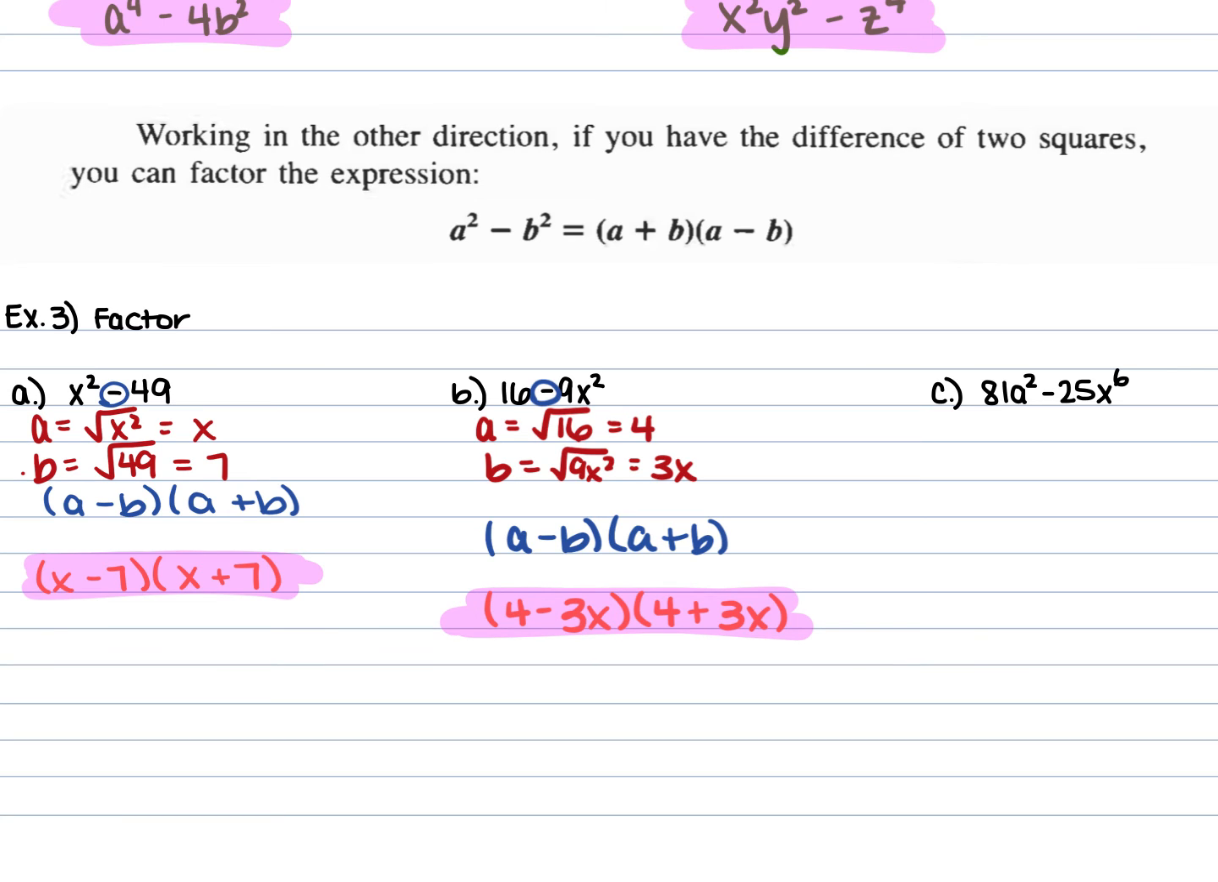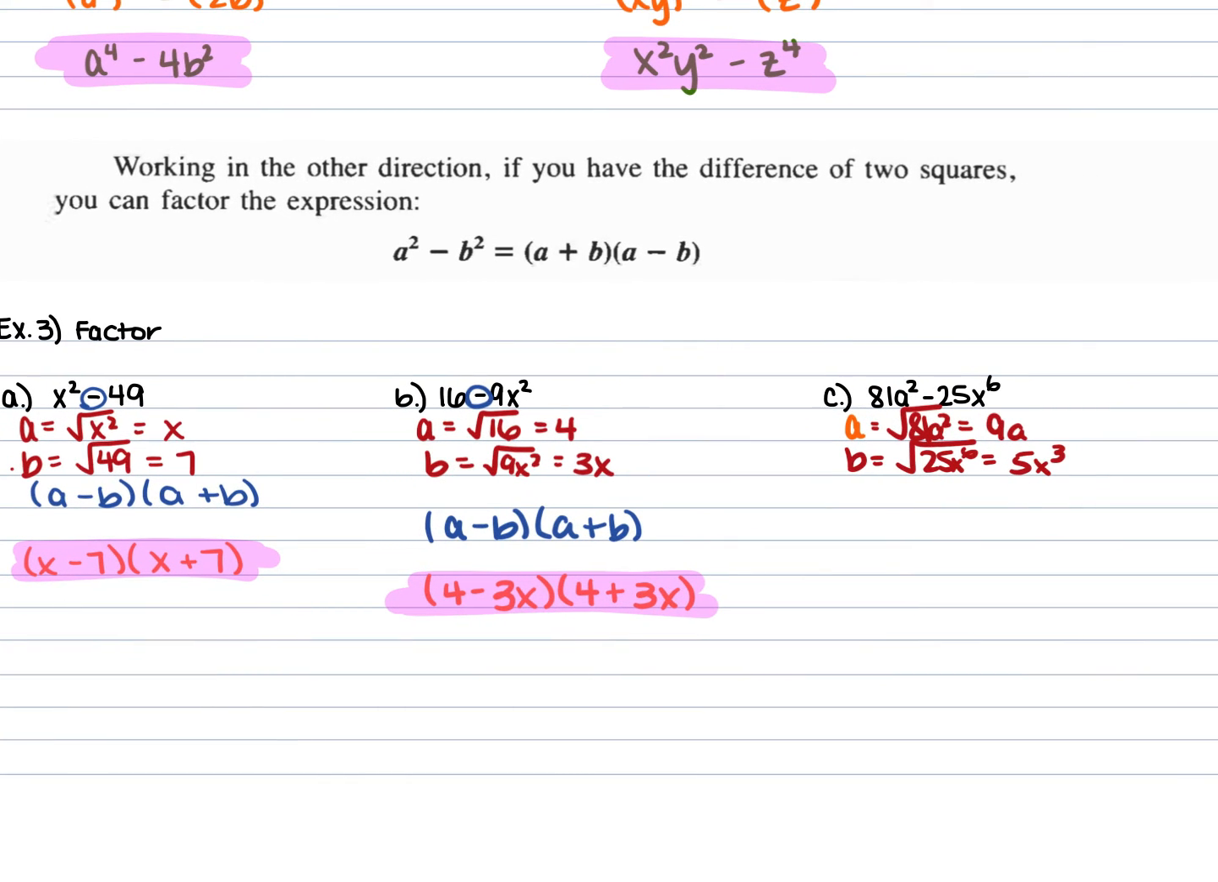For C, we have 81a squared minus 25x to the 6th power. Our A we can find by taking the square root of that 81a squared, which is 9a. Our B, we can take the square root of the 25x to the 6th power, which is 5x cubed. Again, we're going to use A minus B times A plus B. So this is going to give us 9a minus 5x cubed times 9a plus 5x cubed.